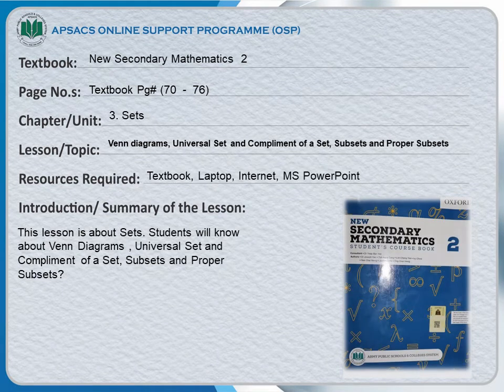Textbook: New Secondary Mathematics 2. Page numbers: textbook pages 72-76. Chapter number 3, Sets. Lesson topic: Venn diagram, universal set and complement of a set, subset and proper subsets. Resources required: textbook, laptop, internet, Microsoft PowerPoint.